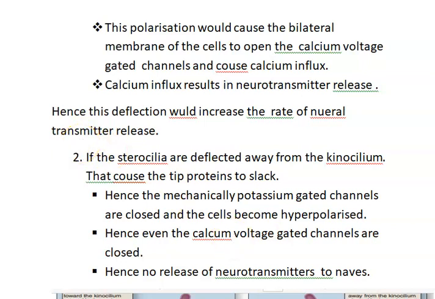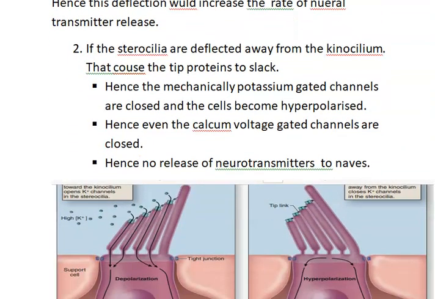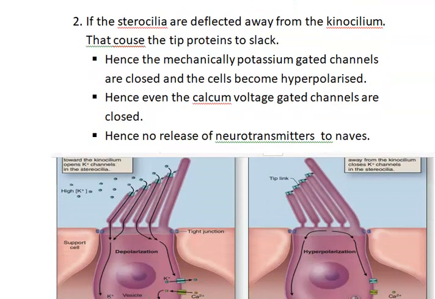Now, what happens if the stereocilia are deflected away from the kinocilium? That would cause the tip link proteins to slacken. When they slacken, the mechanically gated potassium channels will be closed. When they are closed, the cells become hyperpolarized. Hence, even the voltage-gated calcium channels won't open, they will be closed. And because they are closed, there will be no release of neurotransmitters to the nerves.